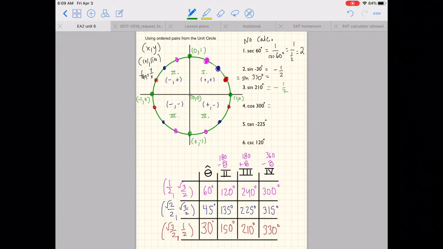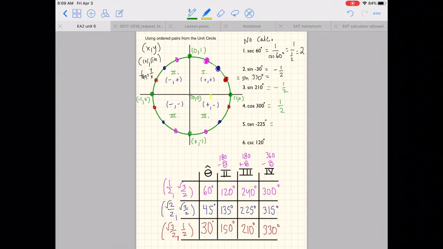All right, cosine of 300 degrees. Starting at 300, you should know you're referencing 60, and cosine is x, so it is 1/2. Now you just have to check and see if it's positive or negative. 300 degrees again was in quadrant 4, and cosine is positive in quadrant 4, so you don't have to change anything. Tangent of negative 225.